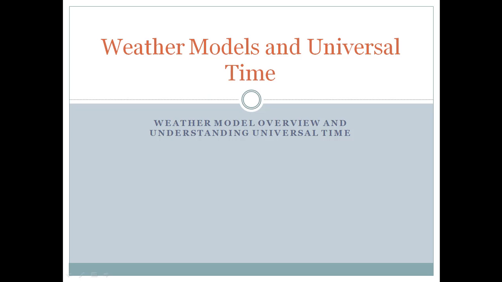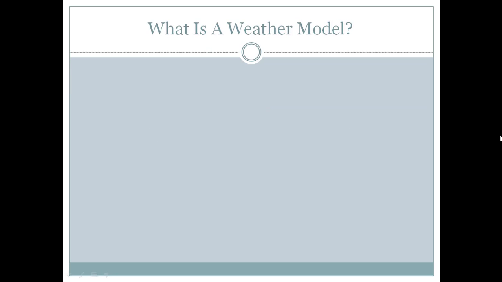In this video, we're going to talk about weather models, how they work, and some of the different types of weather models meteorologists use daily. We're also going to talk about universal time, or Z-time as it's called in the weather community, because understanding the timestamps on these weather models will be crucial for when you forecast down the road. But first, what is a weather model?